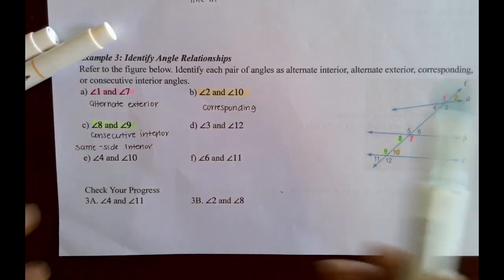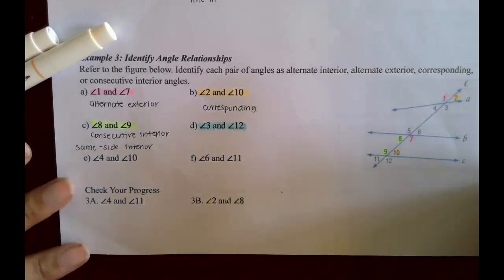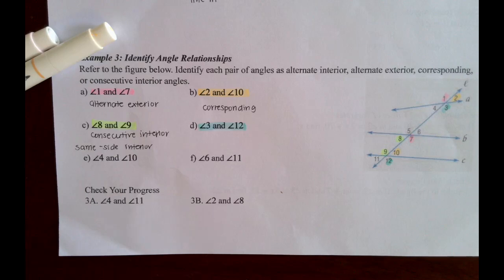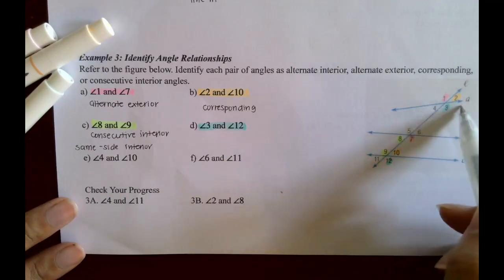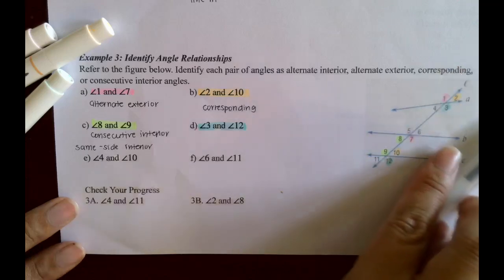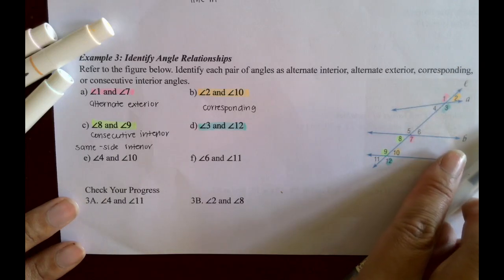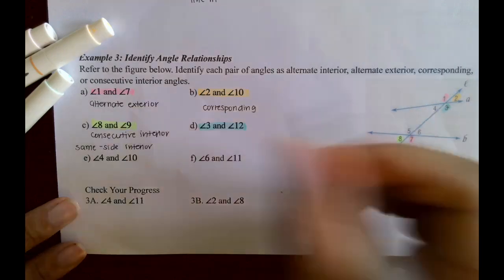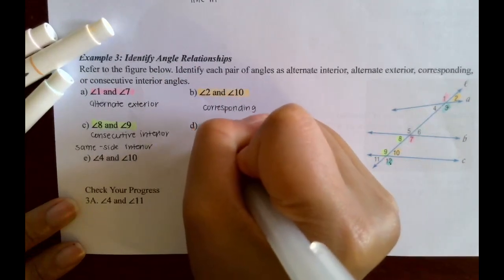Okay. Angle 3 and 12. So angle 3 is here, angle 12 is here. So if I use this as my pair, right, they're both on the same side of the transversal, they're on the bottom, but one is exterior, one is interior, so that would make it corresponding.